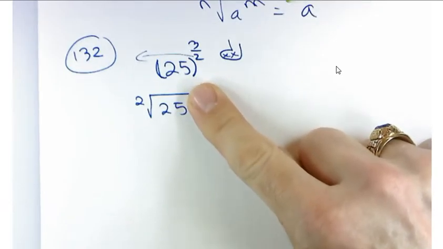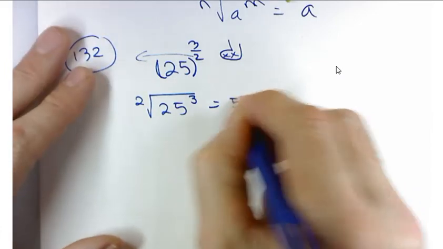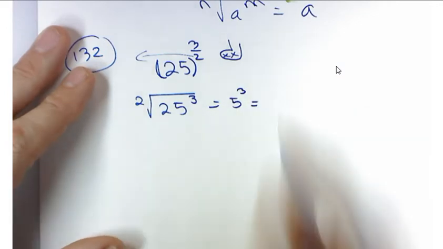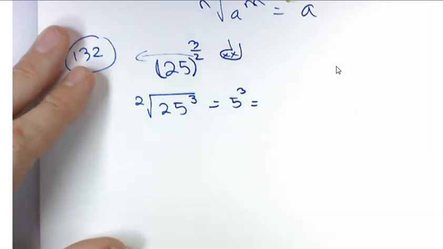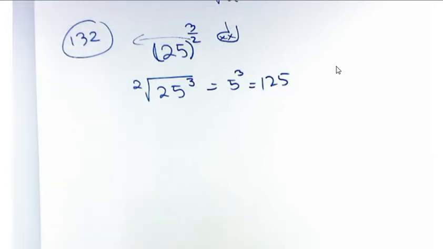What's the square root of 25? 5. But I didn't cube this, right? So it's 5 cubed still. From the left-hand side board, what's 5 cubed? 125. Yay. Let's try it on our calculators now that we figured it out by hand.